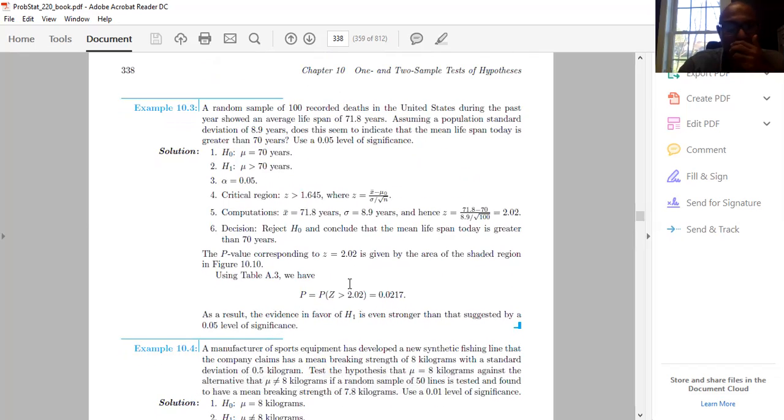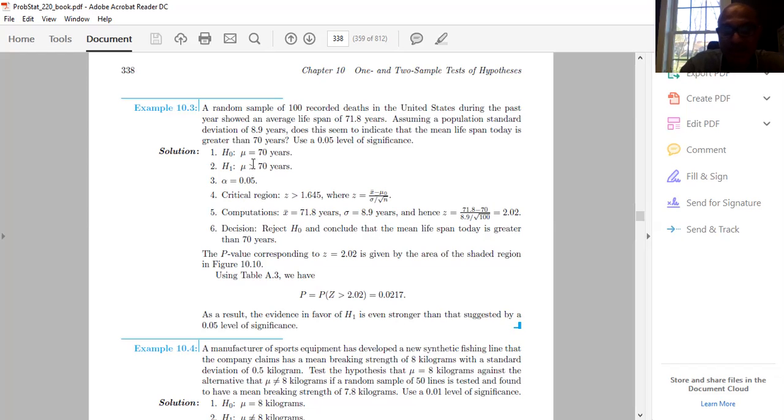Okay, so let's go for this example. This example says that a random sample of 100 recorded deaths in the United States during the past year showed an average lifespan of 71.8 years. Assuming the population standard deviation is 8.9 years, sigma is given to us. Does this seem to indicate that the mean lifespan today is greater than 70? So the mean is equal to 70 and the alternative H1 is greater than 70, just a one-sided tail.